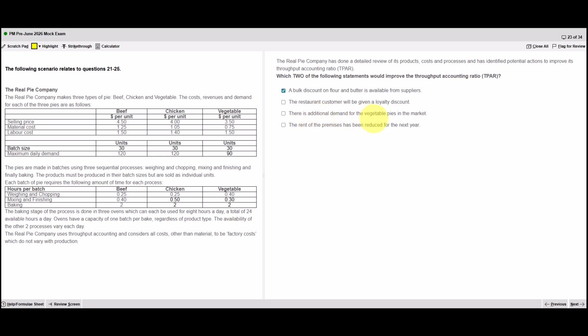Restaurant customer given a loyalty discount, that would have the opposite effect because that would decrease the revenue. There's additional demand for vegetable pies in the market. That's not going to have an impact. Rent of the premises being reduced, yes, that would decrease what's called the factory costs and therefore decrease the TPAR.